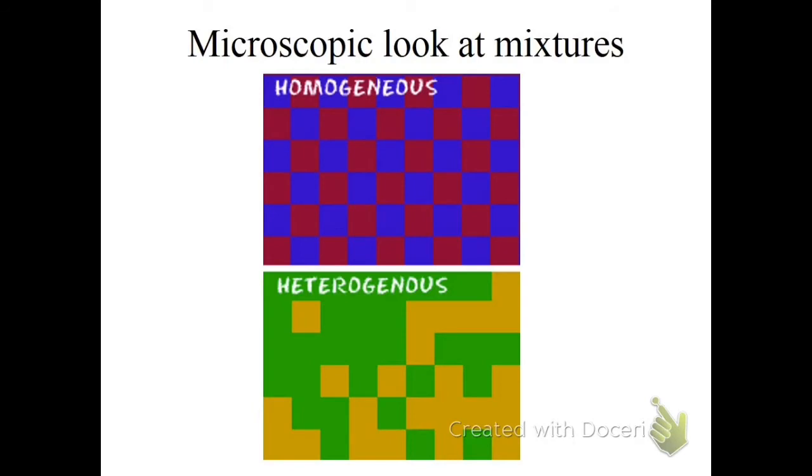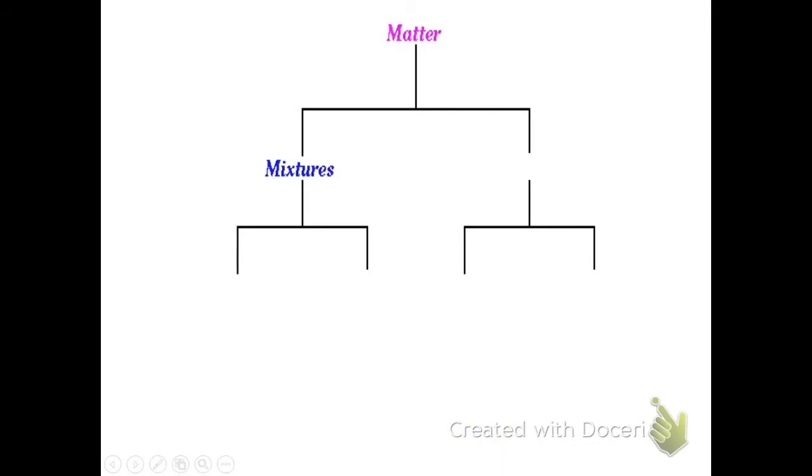If you look at a microscopic level, a homogeneous mixture will look the same even down at the microscopic level, whereas heterogeneous mixtures will appear obviously different. So here's kind of a flow chart summarizing everything I just said. There's mixtures and there's pure substances. Mixtures can be heterogeneous, not the same throughout, or homogeneous, the same throughout.